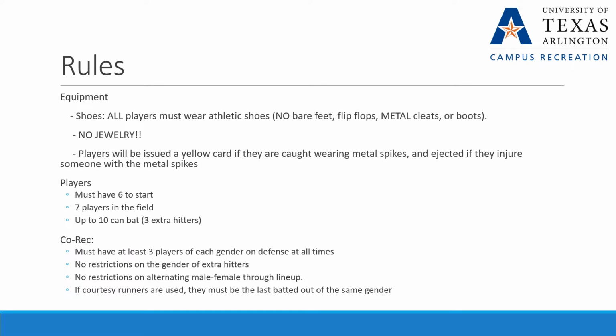For kickball, teams must have 6 minimum to start. 7 players play in the field at a time, but up to 10 can bat, so that means you can have up to 3 extra hitters. For co-rec, each team must have at least 3 players of each gender on defense at all times. There are no restrictions on the gender of extra hitters, kickers, or on alternating male-female throughout the lineup for co-rec. If courtesy runners are used, they must be the last batted out of the same gender.